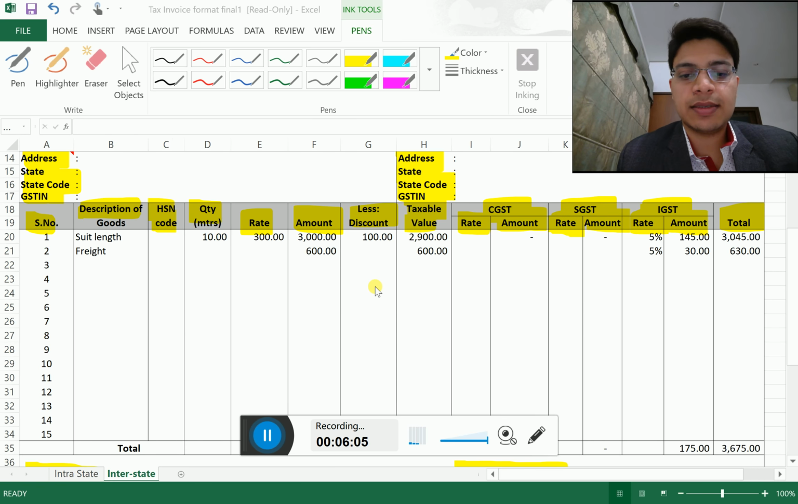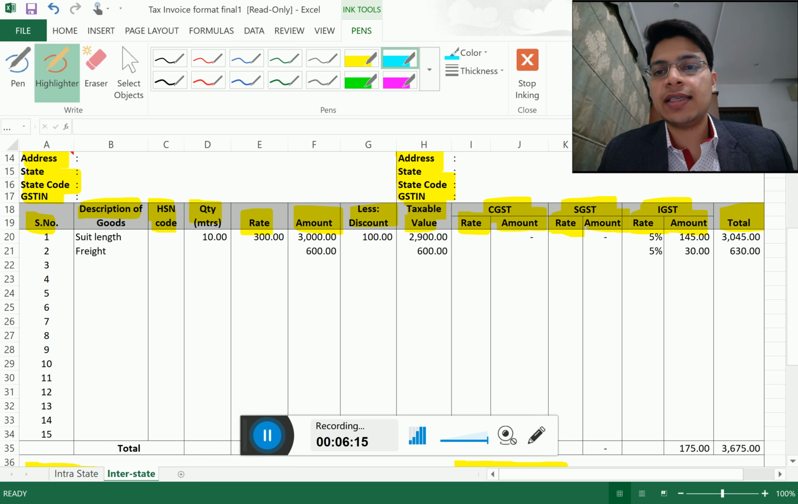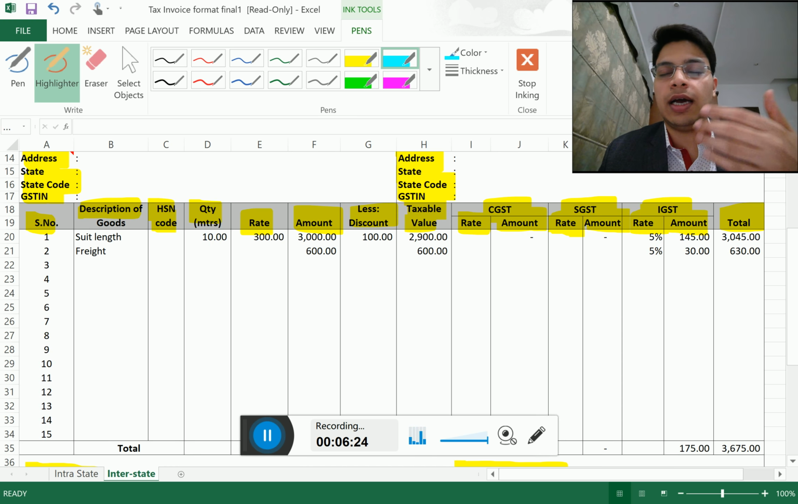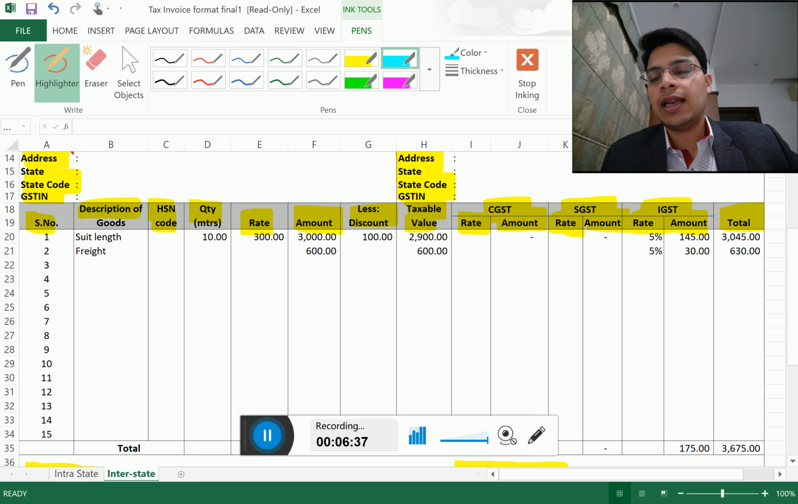Now let us discuss this example. See, in GST you'll have to decide whether your supply is intrastate or interstate. What is the meaning of intrastate? Intrastate means, suppose you are situated in Telangana and your recipient, you are the supplier, so your recipient is also situated in Telangana, that is in the same state. Then you'll have to charge CGST and SGST. If you are sitting in Telangana and your recipient is in any other state like Maharashtra, then you will charge IGST in your tax invoice.